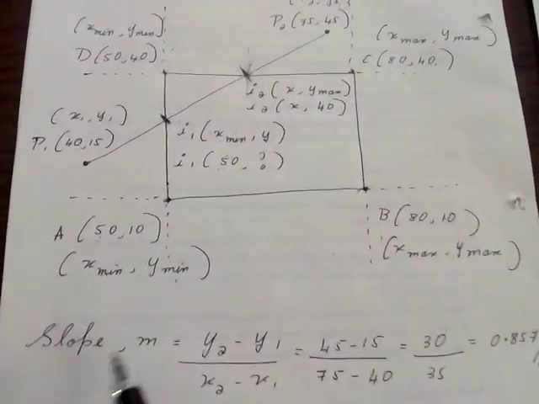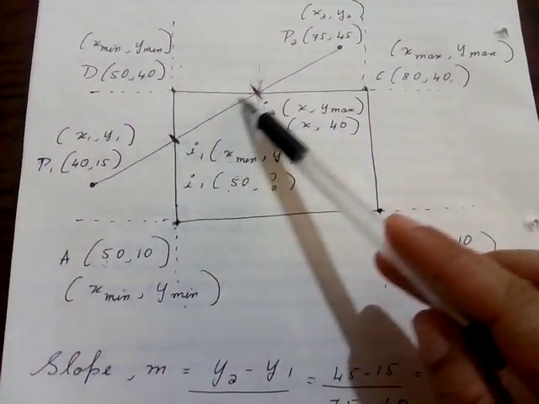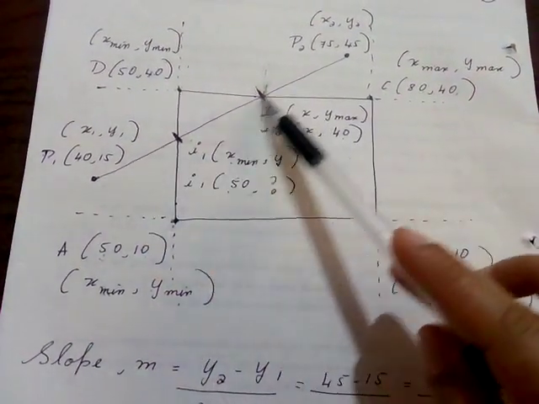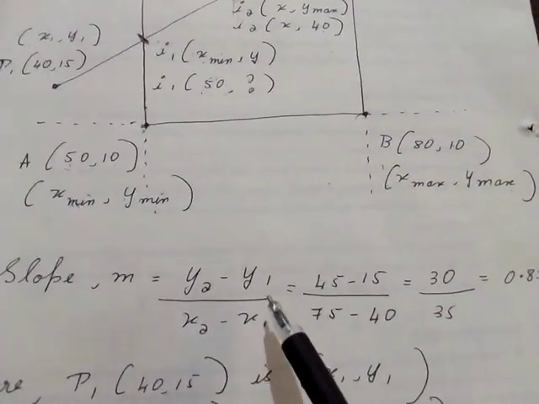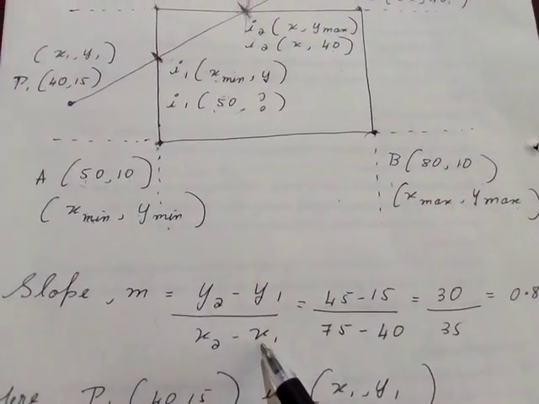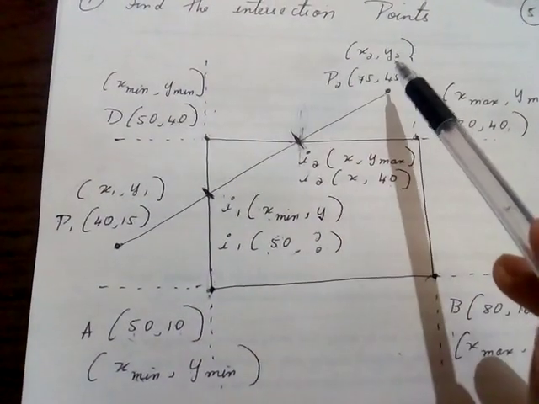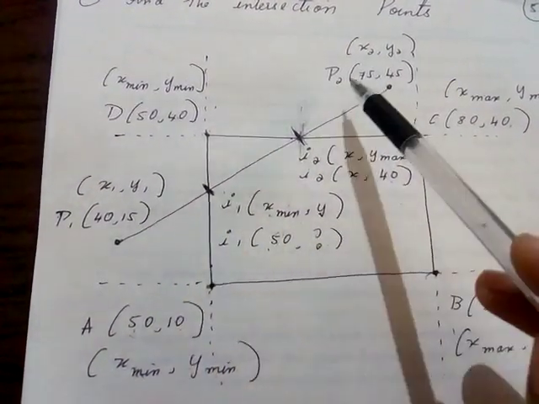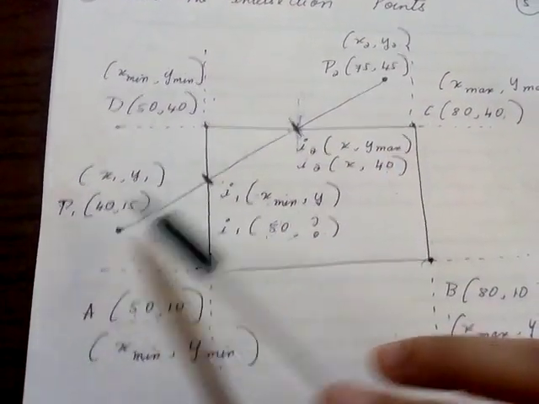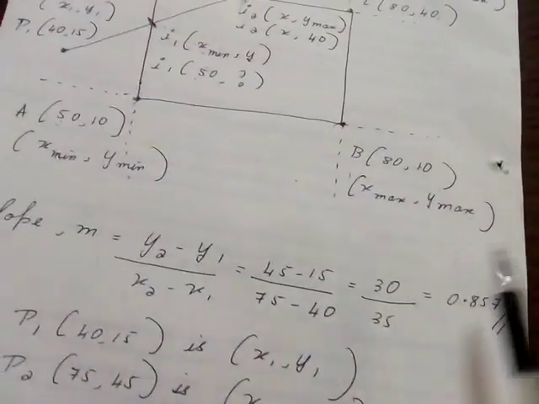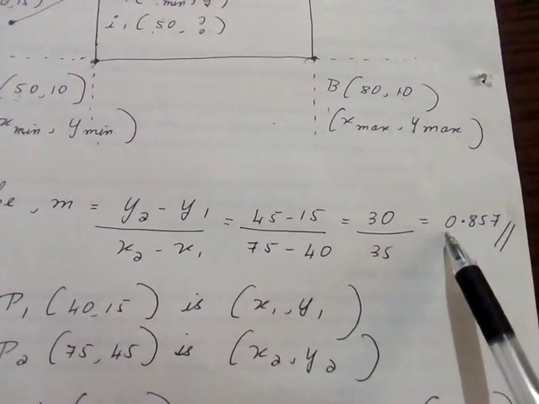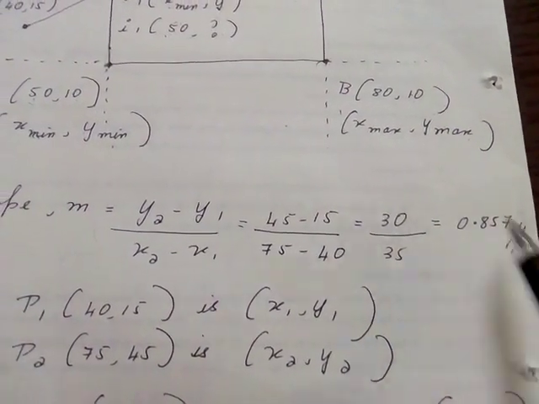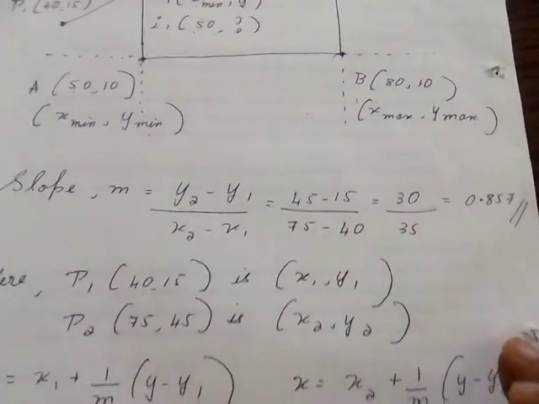Hope you all have understood this diagram. Now let us consider the slope of this line. The slope formula is y2 minus y1 divided by x2 minus x1. So what you will get here is 45 minus 50 over 75 minus 40. So m is 0.857. We have found m.